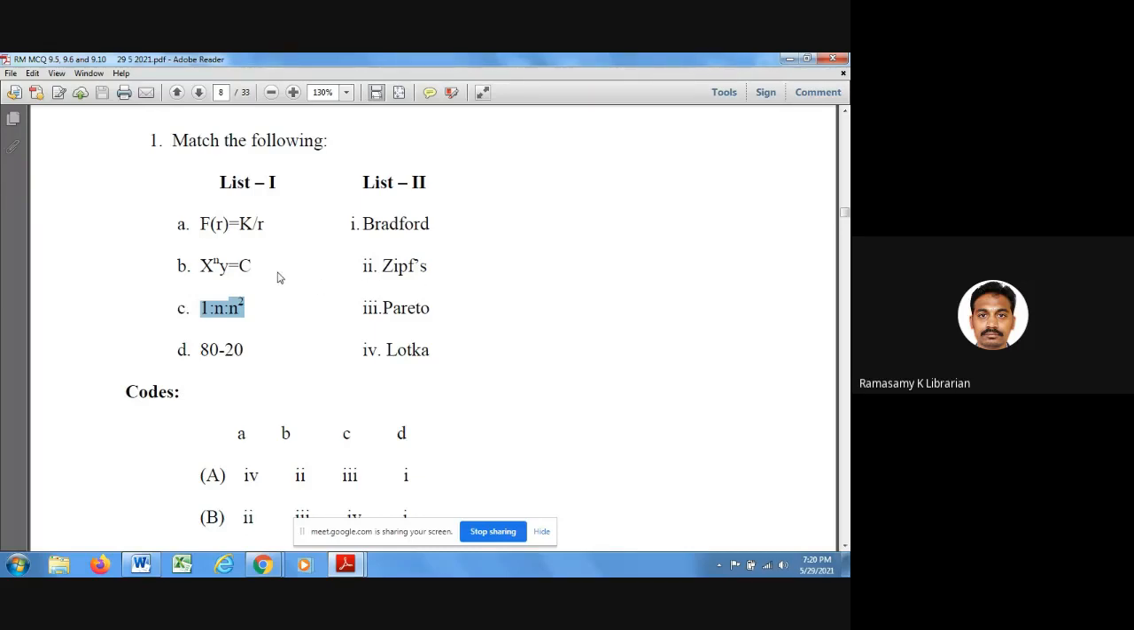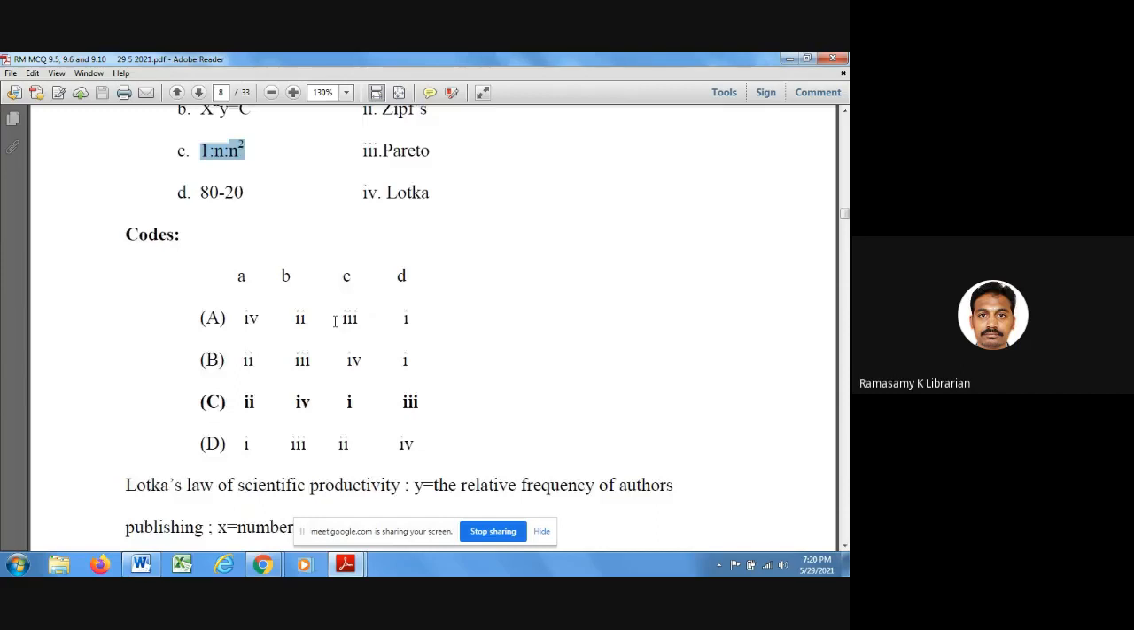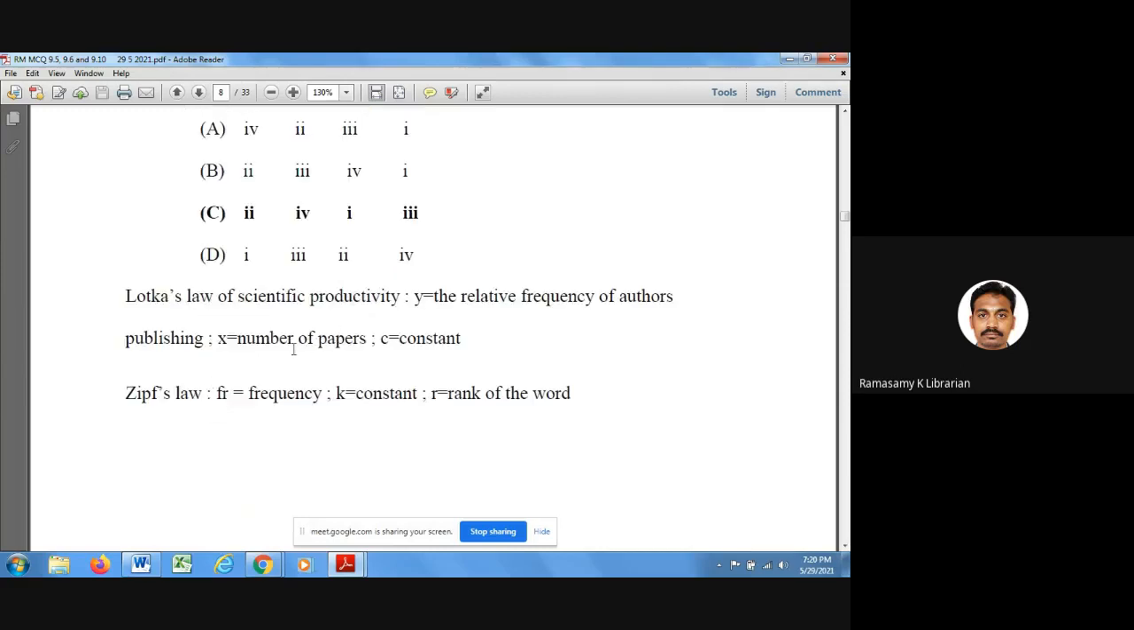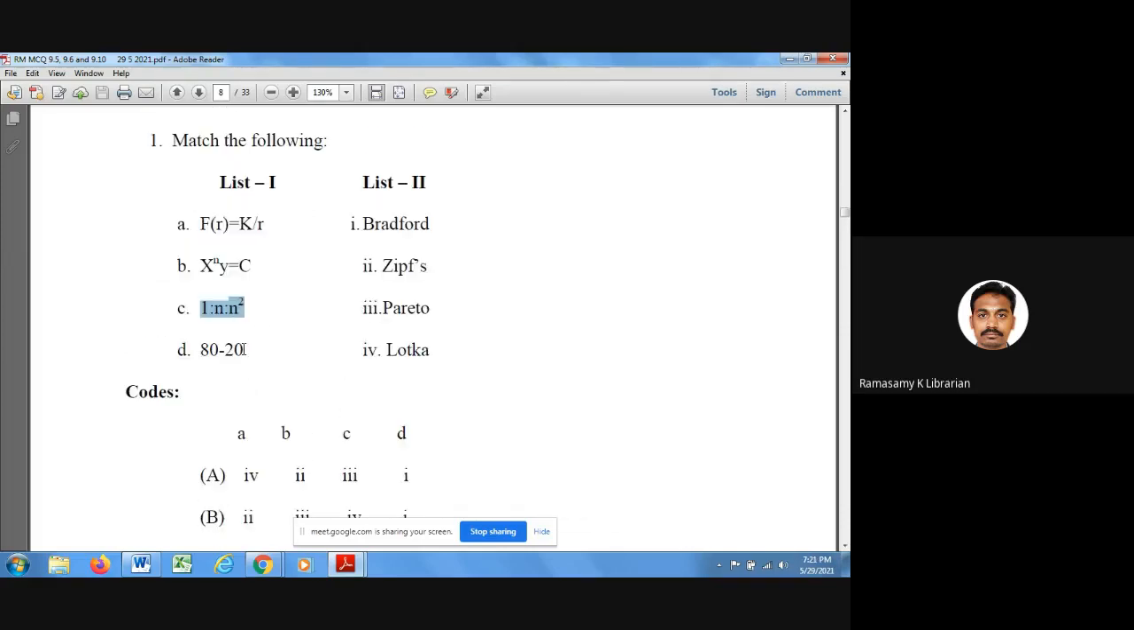So which is the left one? The left one is Lotka's law of scientific productivity, which says that x to the power n, y is equal to c. Okay, here n stands for number of contributions, x stands for number of papers, c equal to constant, and y means the relative frequency of authors publishing in that particular field of subject. Okay, so if you are thorough with one or two formulas, based on that you can guess the answers of the other formulas also.